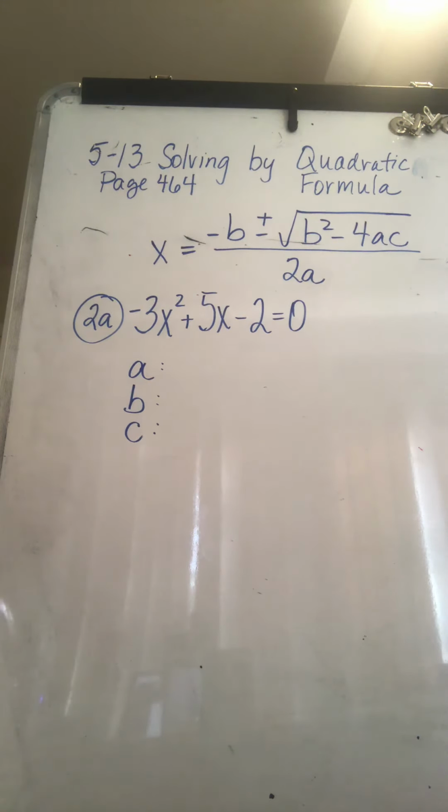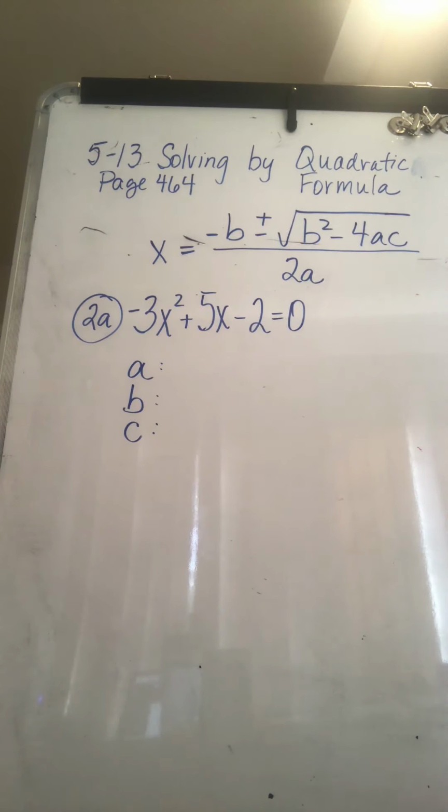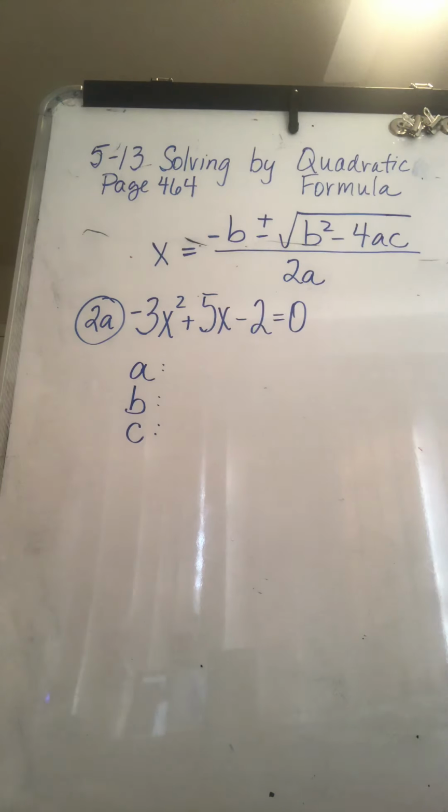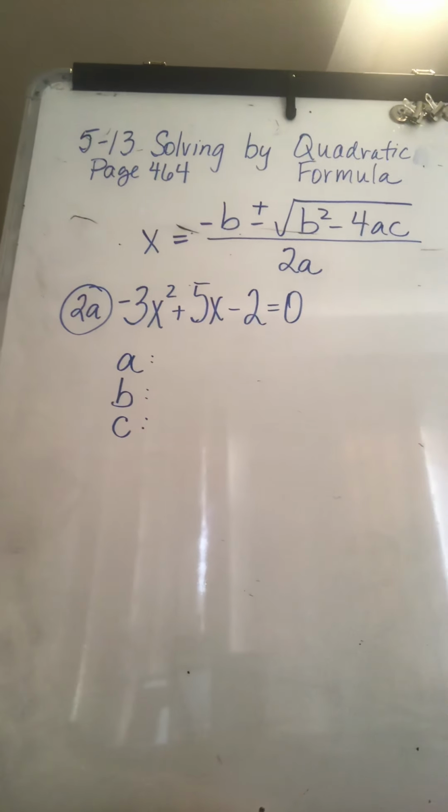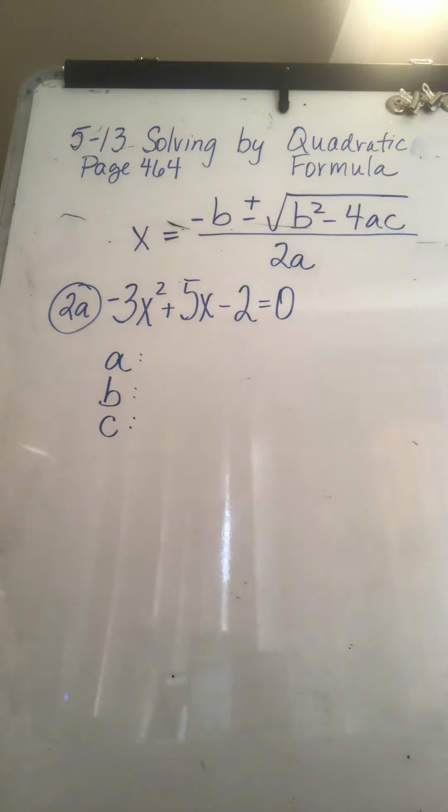Wednesday's lesson is here. It's solving by quadratic formula. This is x equals negative b plus or minus the square root of b squared minus 4ac, all over 2a. I would really look in the book also for these problems. Look at page 464. First thing we have to determine is what is A, B, and C.